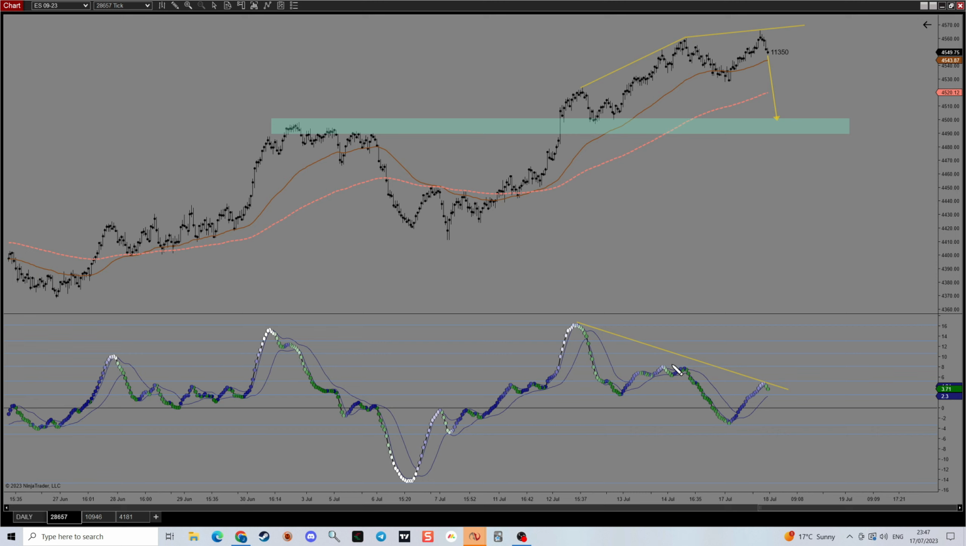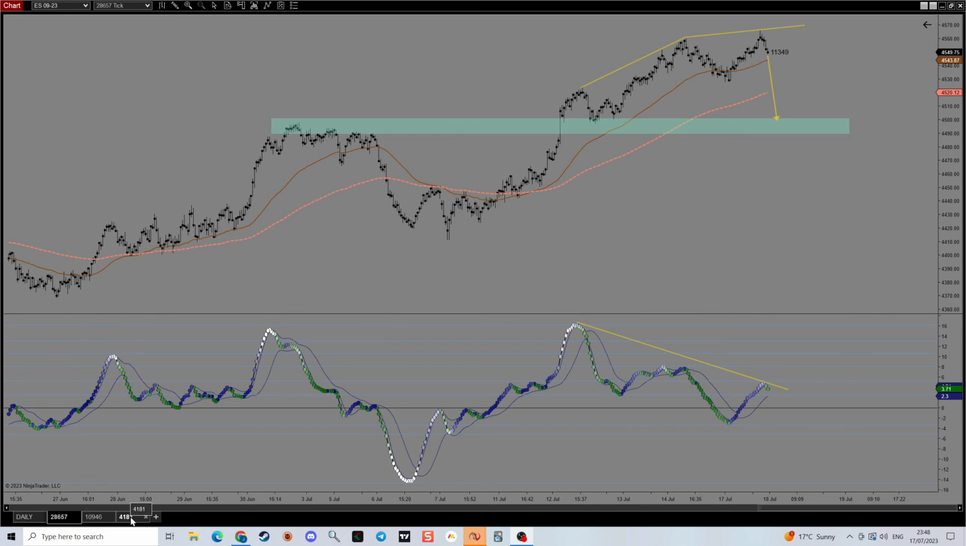So if you see that, the MACDs are saying that's looking likely to happen right now, but you can never rule out that the trend is so strong that we can just break that and reset that divergence and just continue to the upside. So we're going to keep an eye on that.